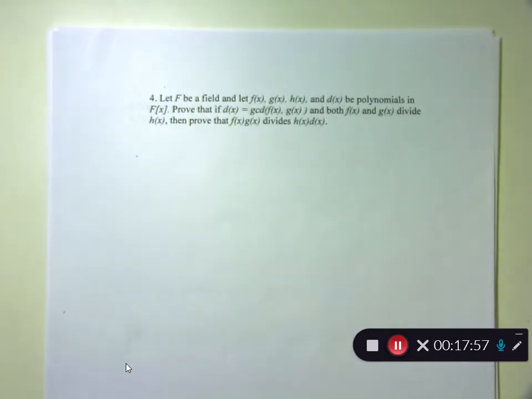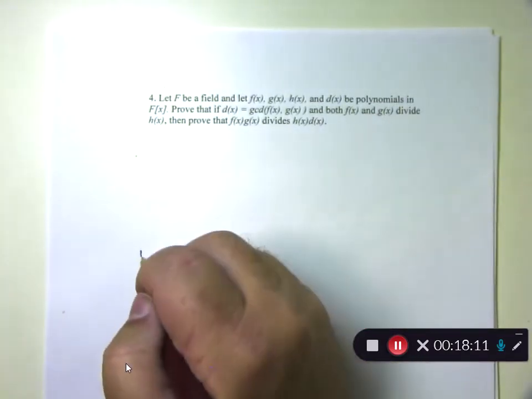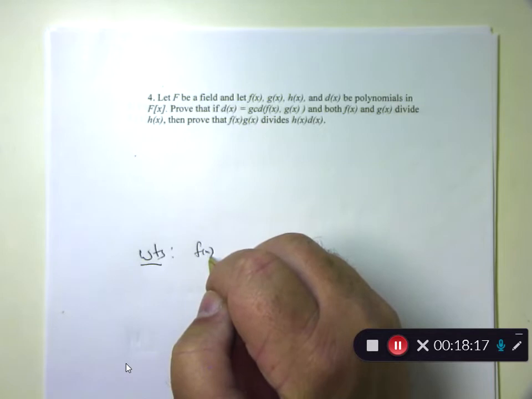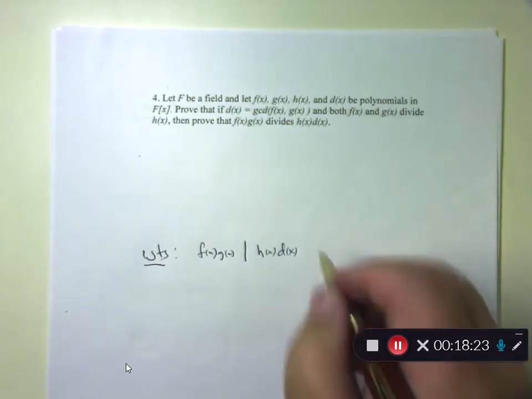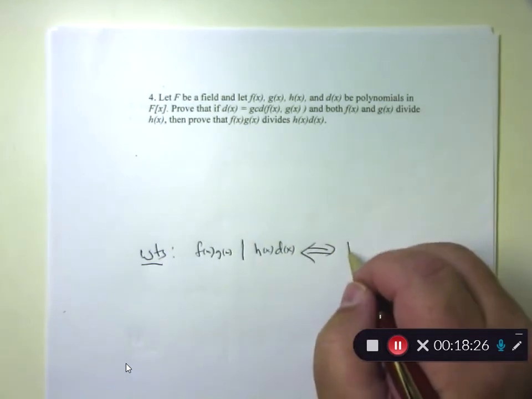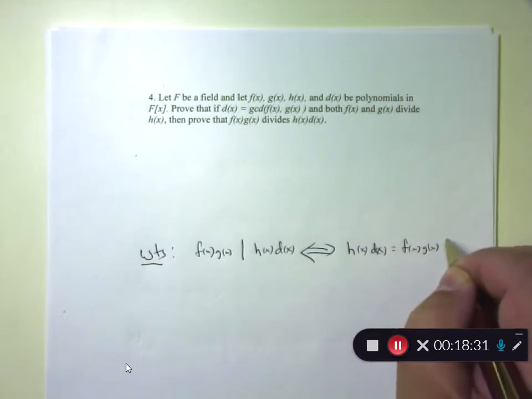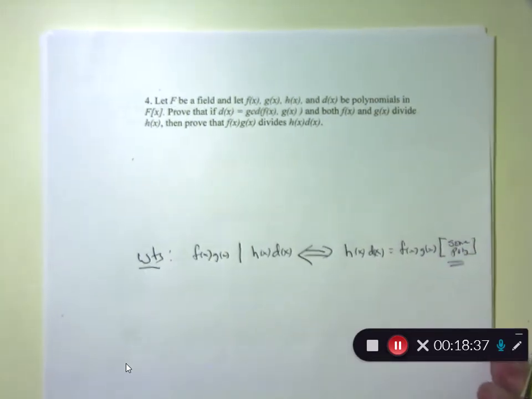This one is another one that's very similar. You're given that F is a field and everybody's a polynomial in F adjoin x. You're given a GCD and you're given that both f and g divide h. What do you want to show? You want to show that f of x times g of x divides h of x times d of x. Which means by definition of divides, you want to show h of x times d of x is equal to f of x times g of x, once again, times some polynomial, and I've got to figure out who that polynomial is going to be.